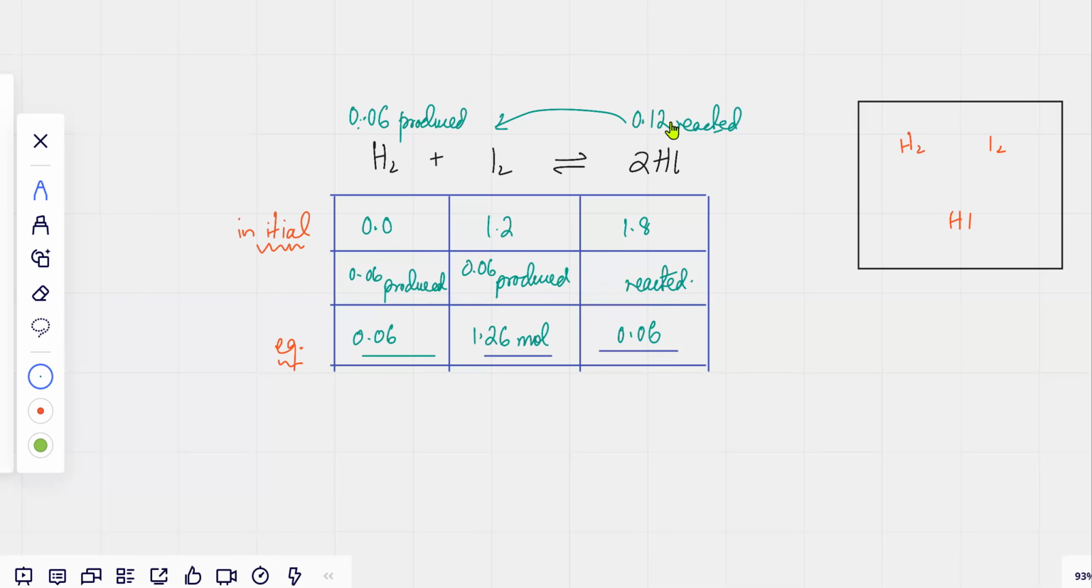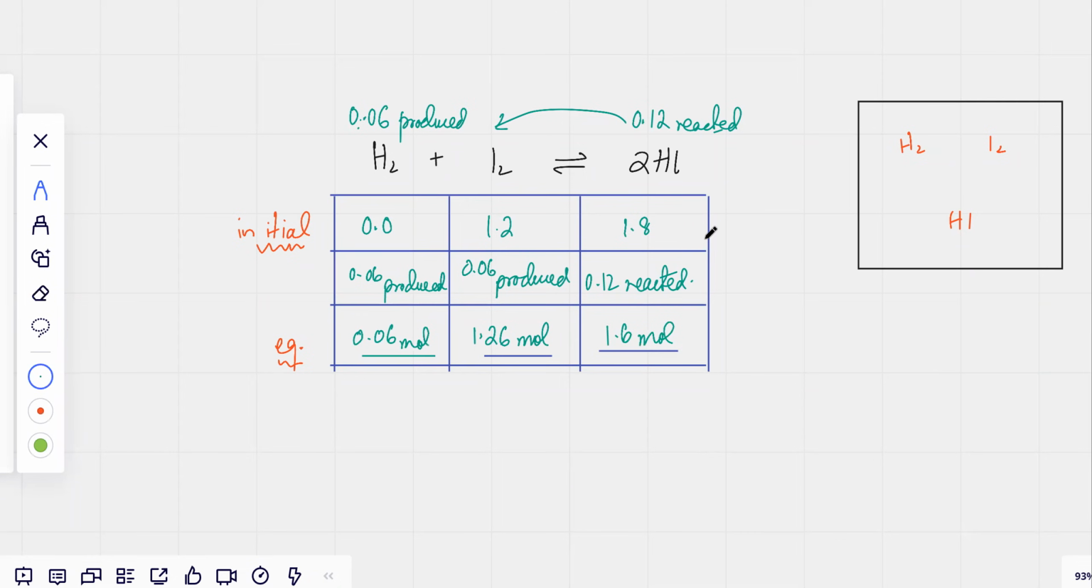So 0.12 has reacted. And you can do the math: out of the 1.8, 0.12 have reacted. So what do you get? If you subtract, that's going to be 1.68. Yes. So that's correctly done. So we're going to keep on doing this.